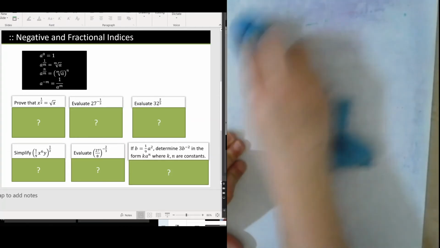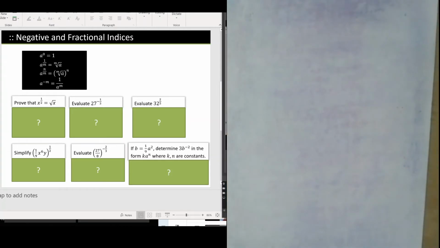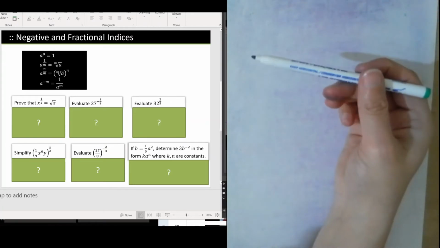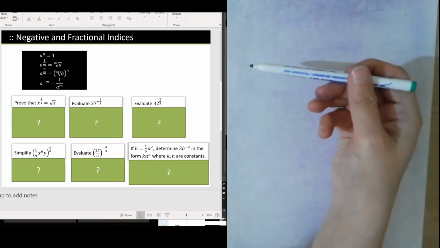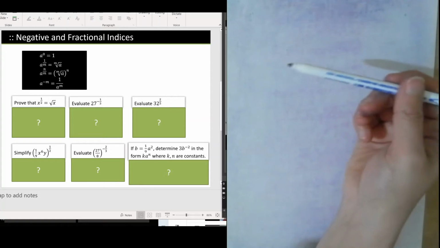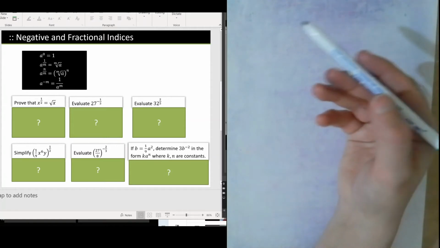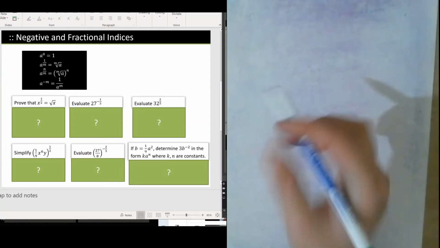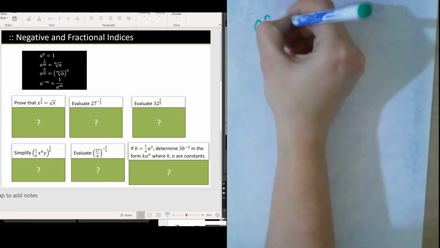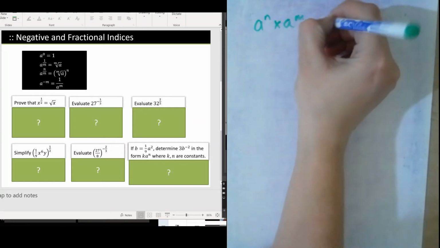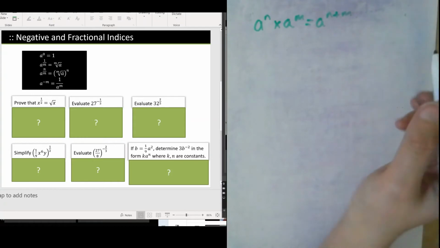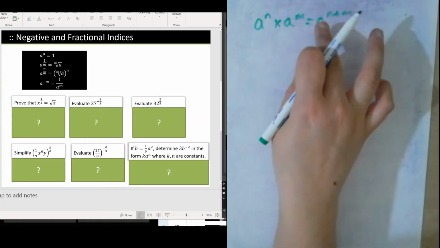Okay, so going over these questions. The first question is actually asking you to prove. You have to remember that these laws actually come from proof, so you can't use the laws in order to prove what you're doing. You have to prove the law. Hopefully that makes sense. So think about the multiplication law, where a to the power of n times a to the power of m equals a to the power of n plus m. Everyone remember that? So what if I said that these two had to be the same power?